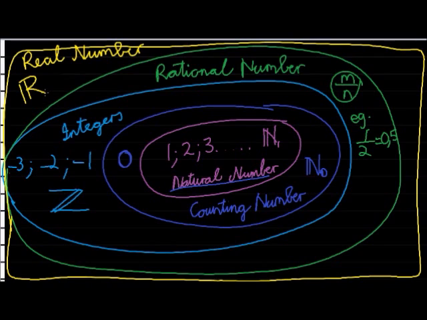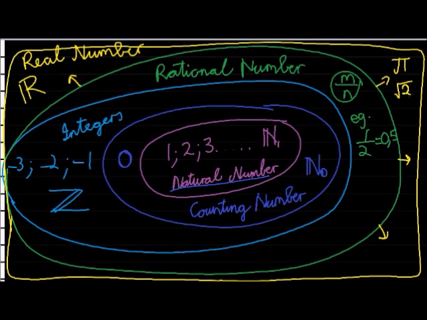Now, since in the real numbers we get rational numbers, everything in the green, then outside of the green are the numbers that are not rational, the irrational numbers. Now, what type of numbers are those? Well, the most common ones that you are going to encounter are the value pi and the square root of something that doesn't have a perfect square.